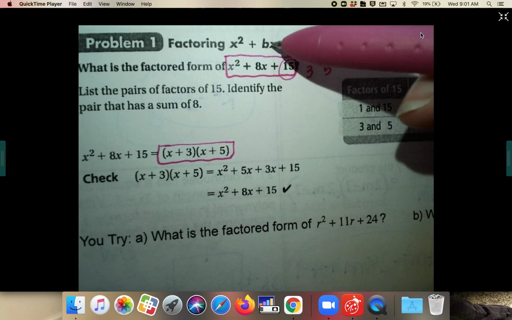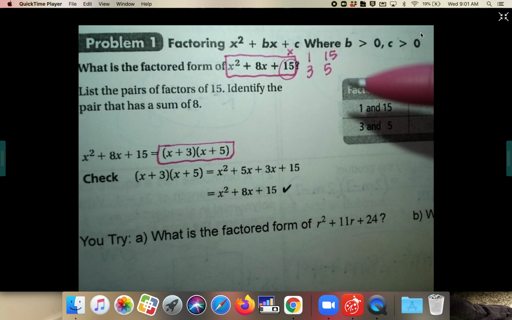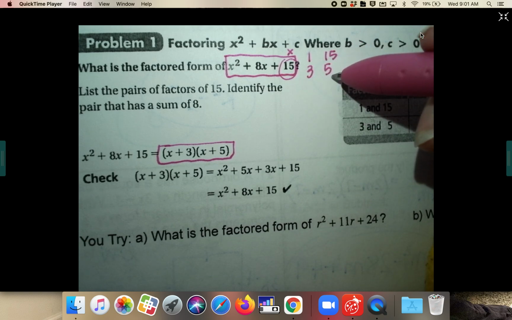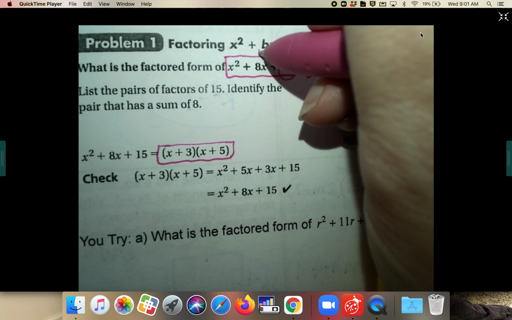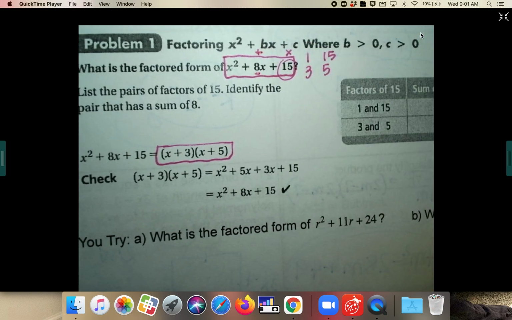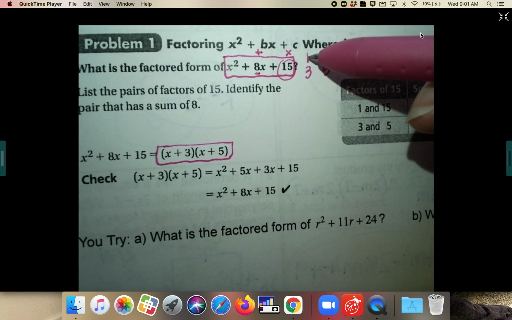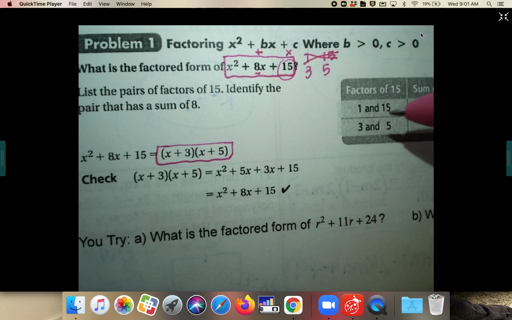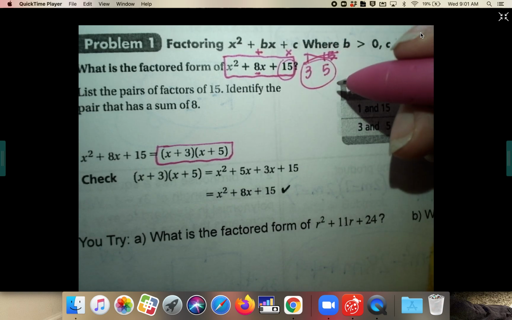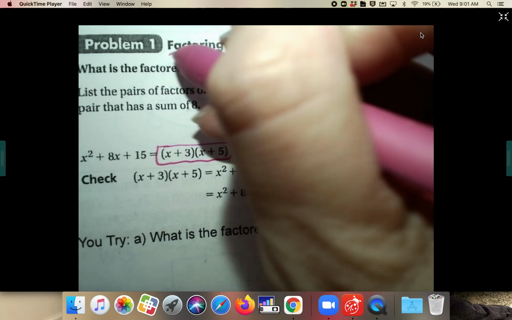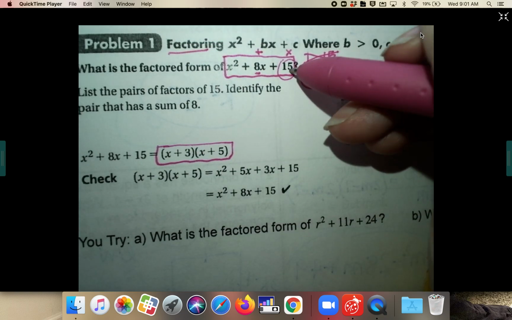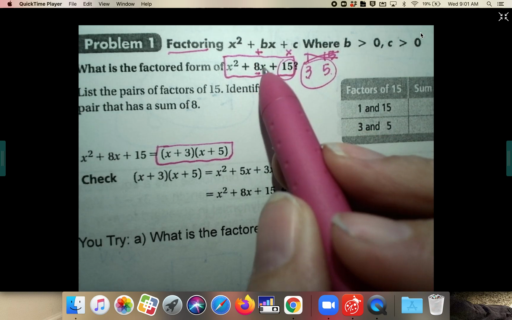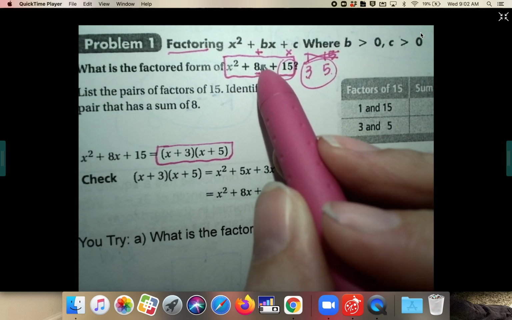And now, in order to get your middle term, we're trying to look at the same factors of 15 and see which of those we can add to get 8. So can you add 1 and 15 to get 8? No, you cannot, so it can't be those. Can you add 3 and 5 to get 8? Yes, you can. So these are our factors. This is why it's called factoring. These are our factors of 15 that when you add them is your B term, is your 8.